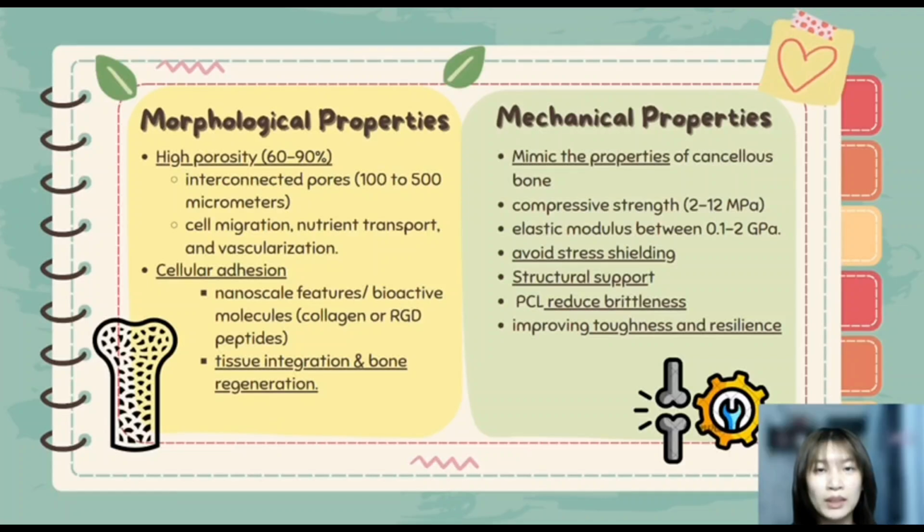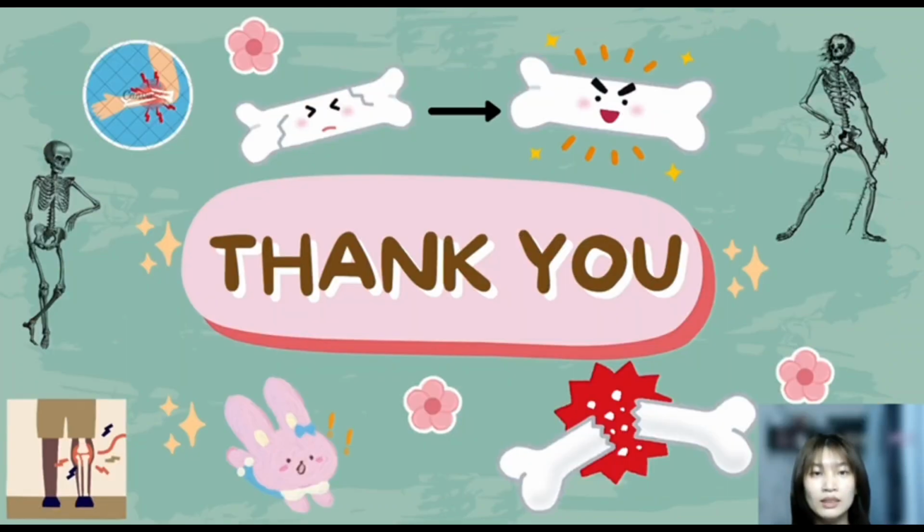Mechanically, the scaffold must mimic the properties of cancellous bone, with a compressive strength of approximately 2 to 12 megapascal and elastic modulus between 0.1 to 2 gigapascal. This avoids stress shielding and provides sufficient structural support during the bone regeneration process. The use of PCL helps reduce brittleness, thus improving toughness and resilience under physiological loading. That's all for our case study presentation. Thank you.